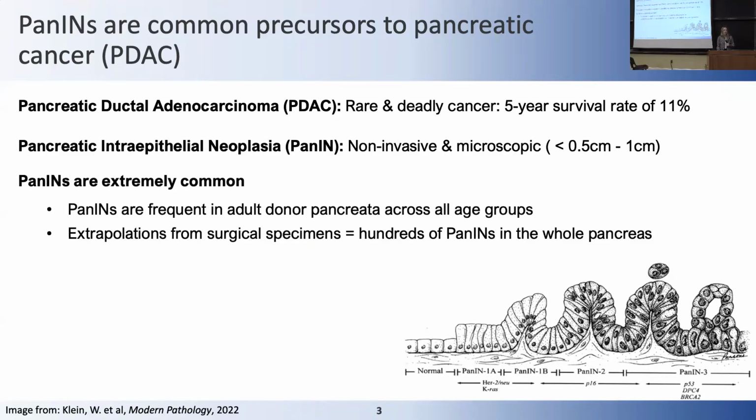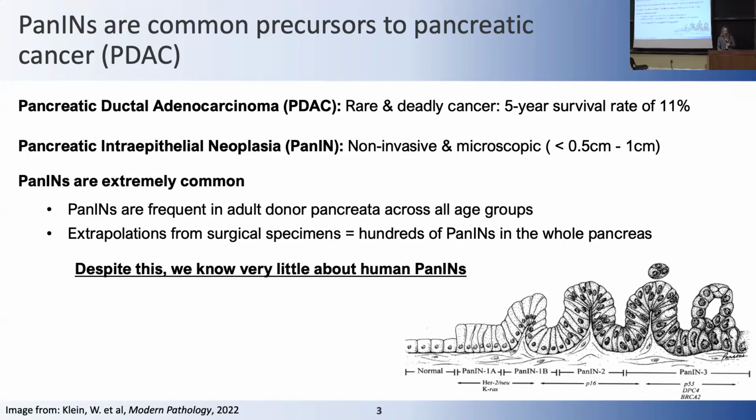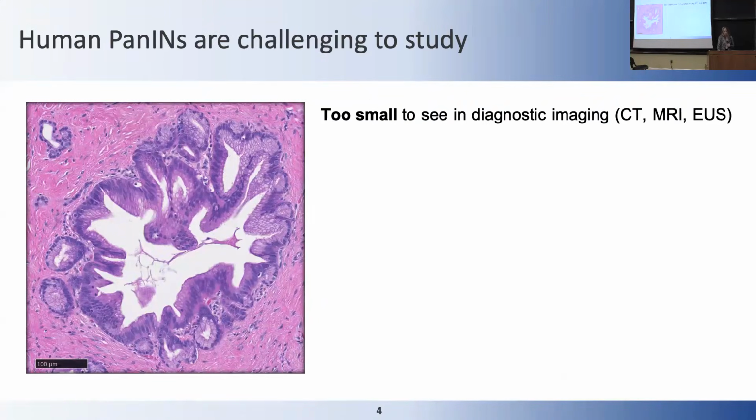It's come out lately that people contain an unexpected amount of Panin, especially as we age. All of us will develop these Panins, which is a bit confusing given how few people develop PDAC. And despite all of this, we don't know a lot about these lesions. So to show you what they look like, Panin is most commonly seen in histological slides. So this is an H&E image, which is a common means of studying tissue anatomy in the clinic.